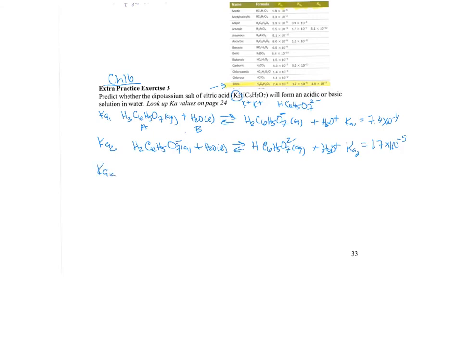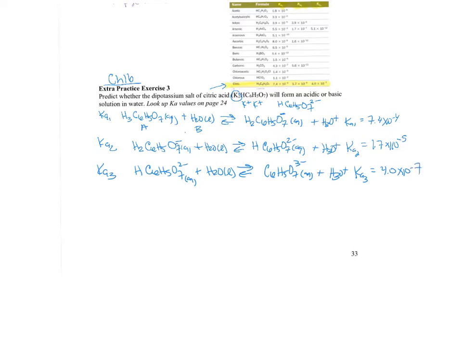Ka3, we start with the 2 minus that we just formed, HC6H5O7 2 minus, equilibrium, C6H5O7 3 minus, and hydronium. Ka3 equals 4.0 times 10 to the negative 7th.